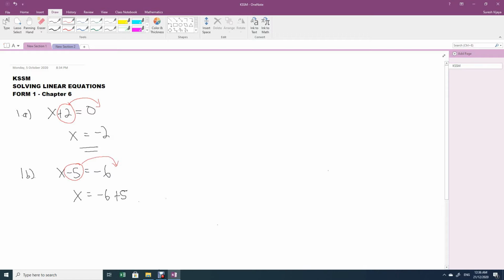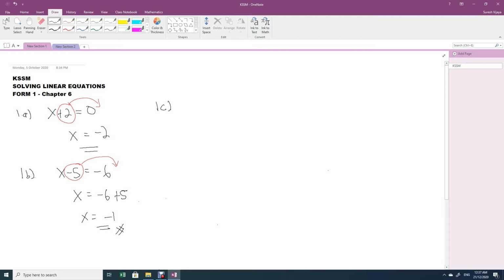So this is only involving plus and minus. We will look into questions that have multiplication and division. On this, we will have x equals to -1. Okay, now we move further. Let's see question 1c.